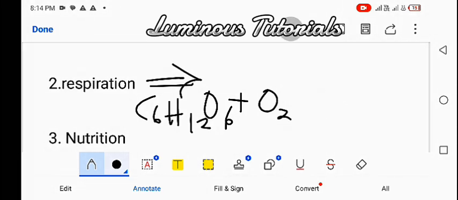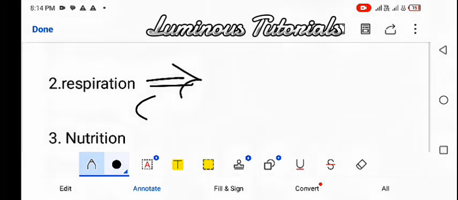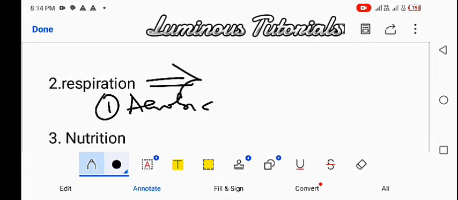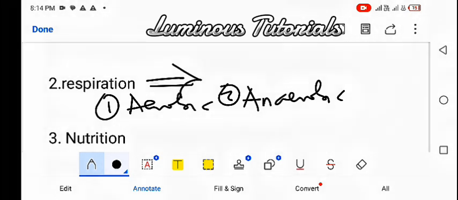Are you there? Now, respiration is basically divided into two types. I will write this equation again. Just relax. Divided into two types: we have aerobic respiration and anaerobic respiration.